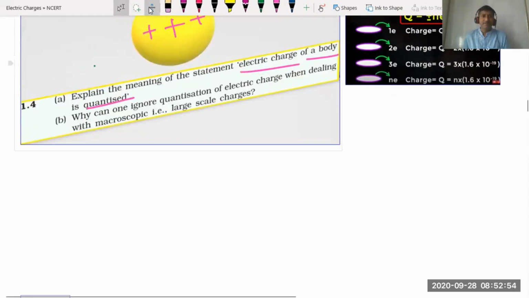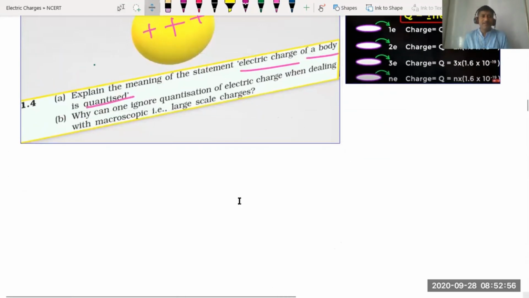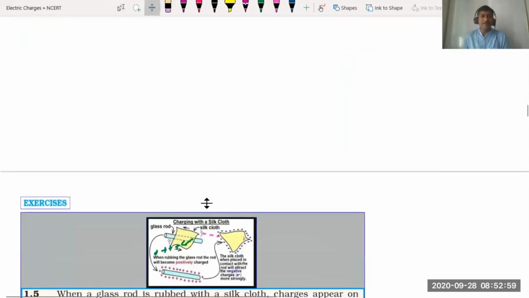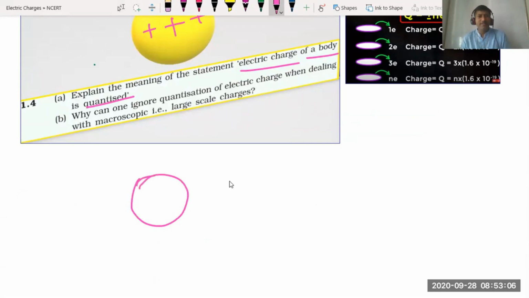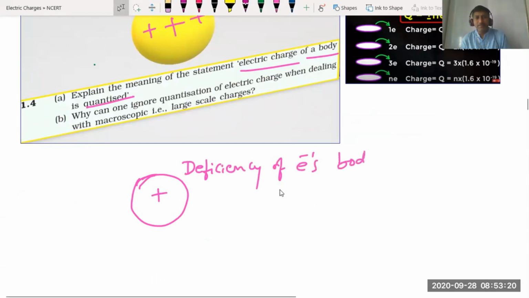First, let us understand what exactly a charged body is. What is the meaning of a charged body? Students, tell me. Say this is one body. If I say this is positively charged, what is the meaning of it? It means a lack of electrons, or a deficiency of electrons. A body with a deficiency of electrons is said to be a positively charged body.